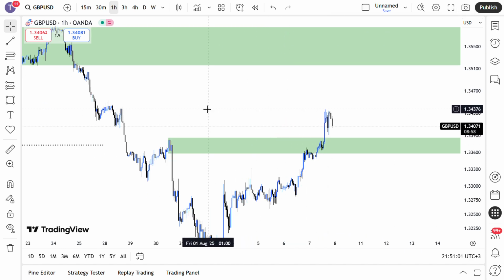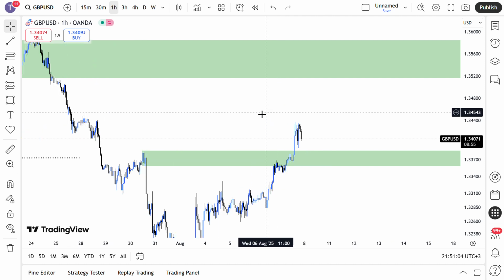So kindly watch out for these setups and use proper risk management.